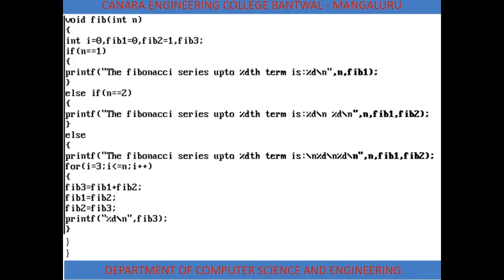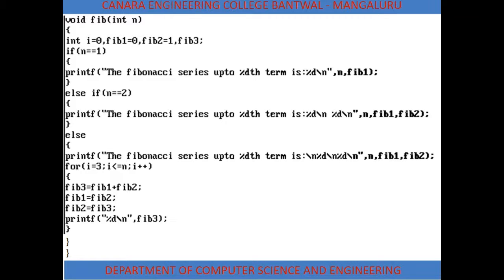So, if n is equal to 1, the condition fails since n is 5. So, next the else if condition will be checked. N is equal to 2, n is 5, so 5 is equal to 2 is false. So, the else part will be executed. So, now the first two terms we'll have to display first. So the Fibonacci series up to percentage d term is percentage d slash n, n comma fib1 comma fib2. First two Fibonacci numbers will display. Now remaining numbers we will have to compute.